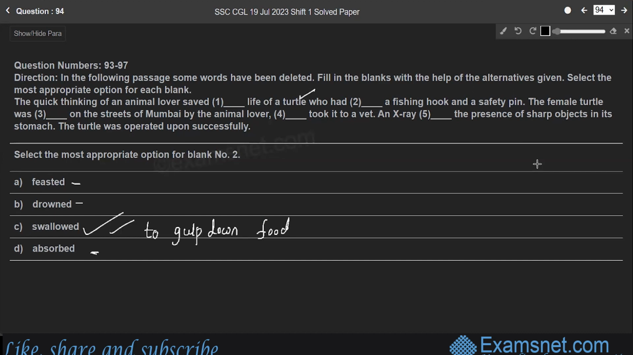So a turtle who had swallowed a fishing hook and a safety pin. So option C is the right answer.